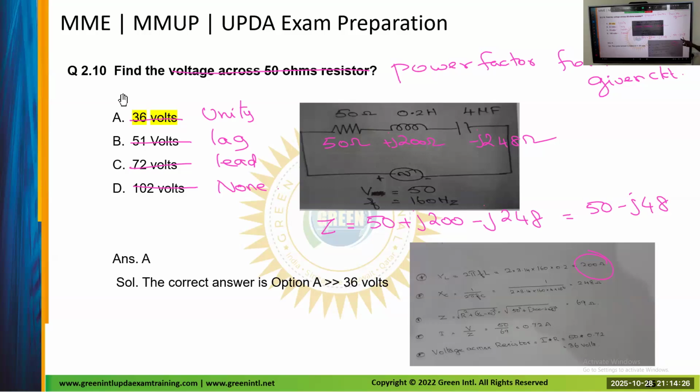So 50 minus j48 means R minus j, that is an RC circuit. Actually, the circuit has all the components but behaves as an RC circuit. Myself, if I am working in my office, I behave as a pre-sales engineer. The same person working in my home is a husband. Similarly, all the components are present here, but it behaves as an RC circuit. RC circuit means what is the power factor? Leading. That's why the answer is C.